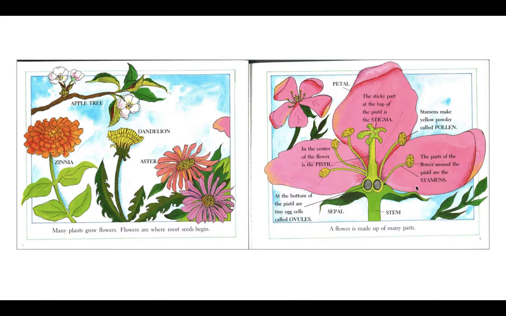The parts of the flower around the pistil are the stamens. Here are the stamens. Stamens make yellow powder called pollen. The center of the flower is the pistil. So this is the pistil. Around are the stamens. The stamens make pollen. The sticky part at the top of the pistil is the stigma. Here's a petal.